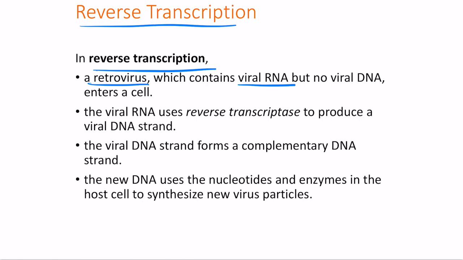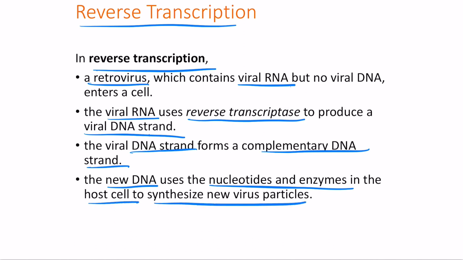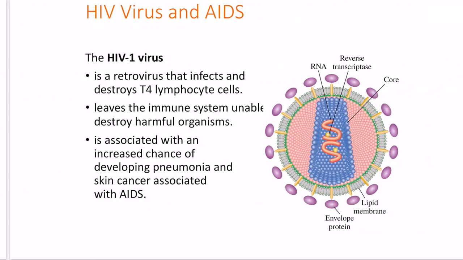It generally does not contain any DNA, but only contains RNA. But for it to undergo the transcription process, it needs the DNA. So to replicate itself, it basically takes the viral RNA and uses reverse transcriptase to create a viral DNA strand. The viral DNA strand then creates the complementary DNA strand, finally ending up creating the new DNA, using the nucleotides and the enzymes in the host cell to synthesize the new viral particles, resulting in the formation of new viruses.